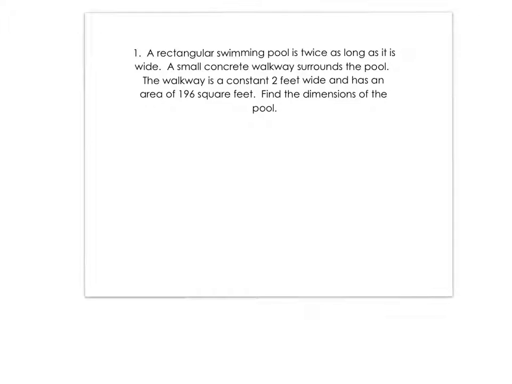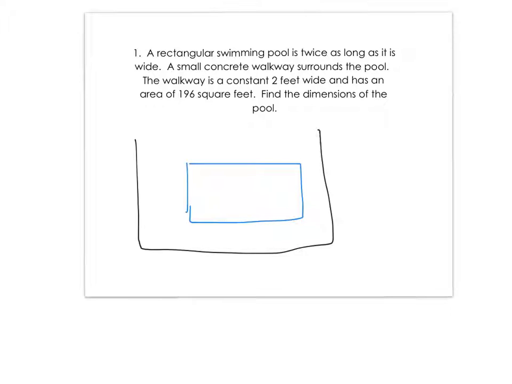I'm going to start by drawing a diagram here. So I'm going to draw my pool, and I know it's rectangular. I'm going to draw my walkway surrounding that. I don't know the dimensions of the pool quite yet, but I know what I could call those. If I call this side here x, I know that the other side is twice as long as it is wide. So I can call that opposite side 2x.